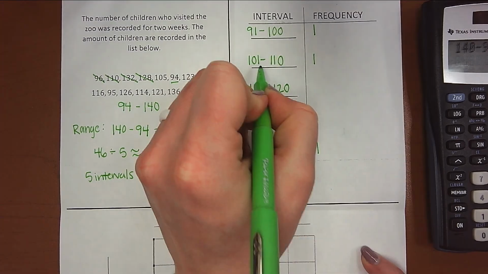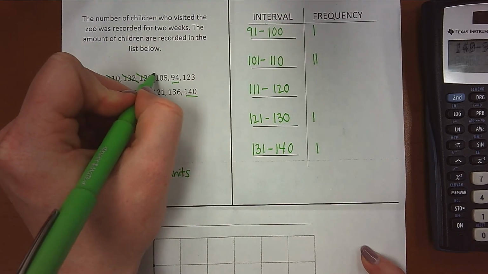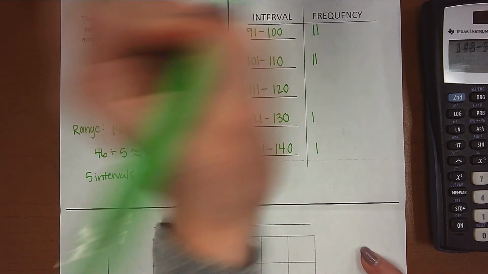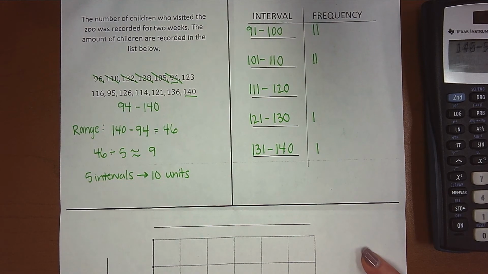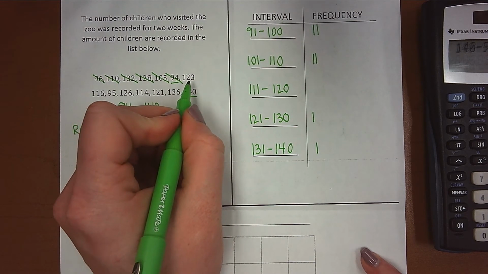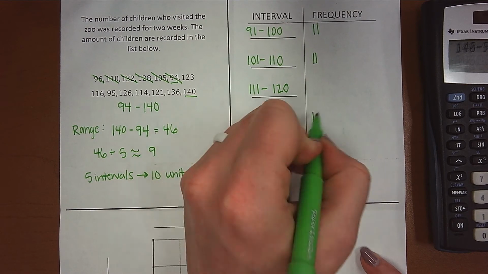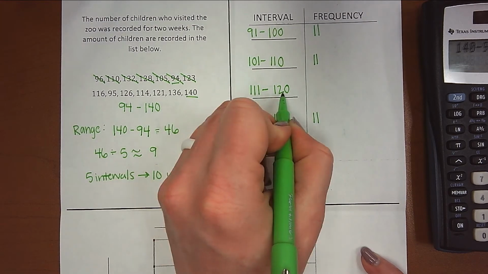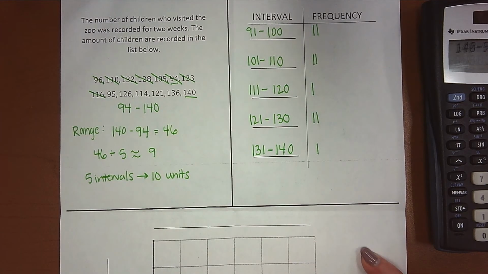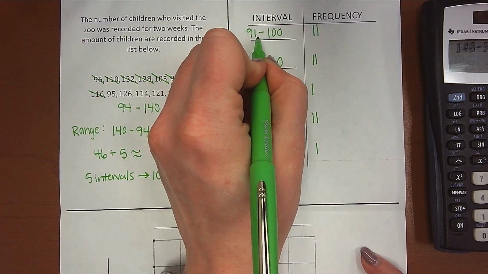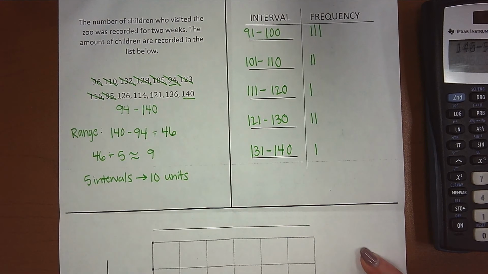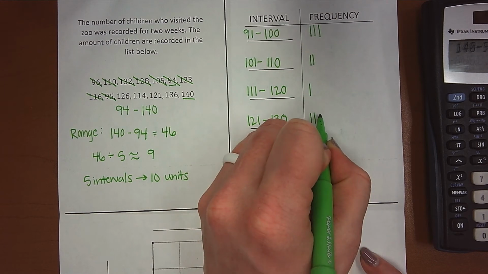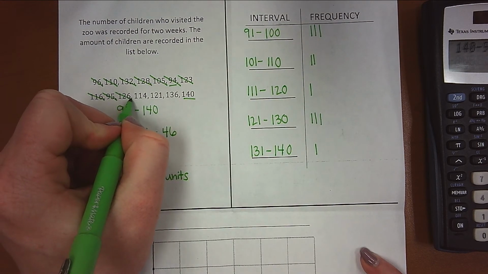105 falls between 101 and 110, so there's my second tally for that interval, and cross it off my list. 94 falls between 91 and 100, so there's my second tally for that interval, and I'm going to cross it off my list. 123 falls between 121 and 130, so I put a tally, cross it off. 116 falls between 111 and 120. I'll put a tally and cross it off. 95 falls between 91 and 100. Tally, cross it off. 126 falls between 121 and 130. So I'm going to put a tally in that category and then cross it off.